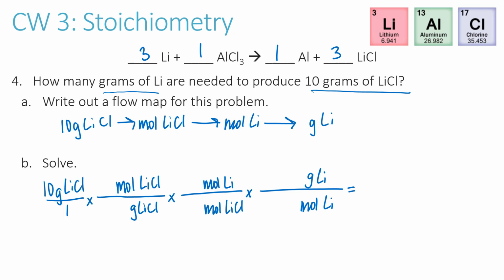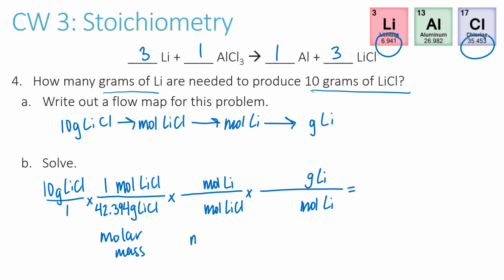So now that we have this set up, we can go ahead and fill in some numbers here. My first one here is grams and moles, which means molar mass. So I need to find the molar mass of lithium chloride. I'm going to take the mass of lithium plus the mass of chloride, add those together, and that'll give me my molar mass for lithium chloride. So I get 42.394 for my molar mass. So that is the mass of 1 mole of lithium chloride.